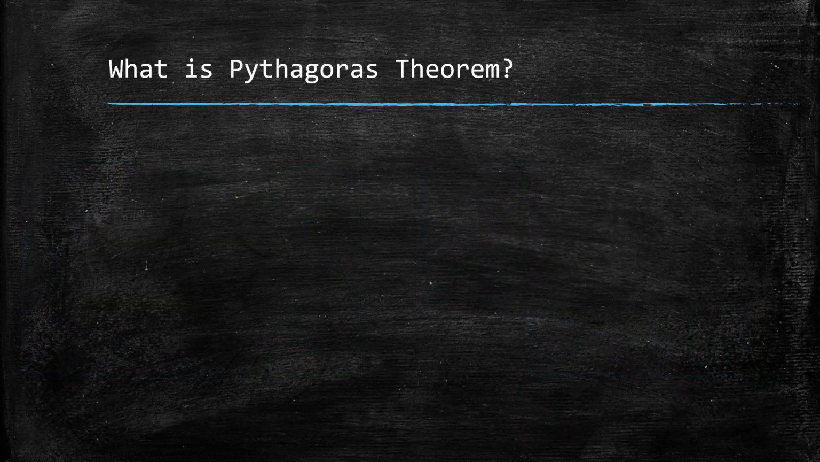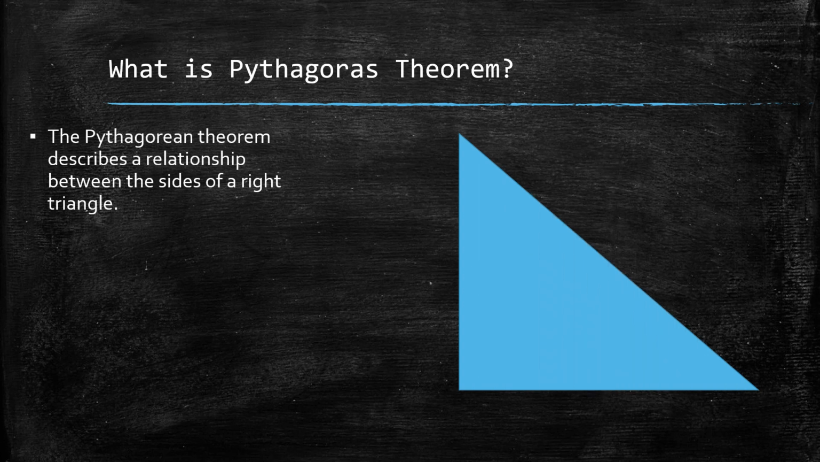So what is Pythagoras theorem? Here we will learn about the Pythagoras theorem, including how to find sides of the right angle triangle and how to use Pythagoras theorem to check if a triangle has a right angle or not. First things first, we need to understand what is Pythagoras theorem. As you can see, this is a triangle. The Pythagoras theorem has a relationship between the sides of the right angle triangle.